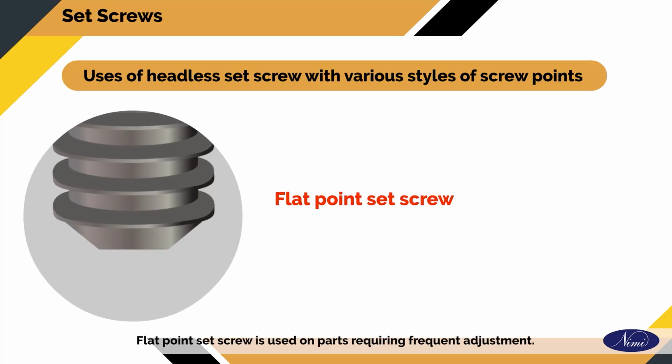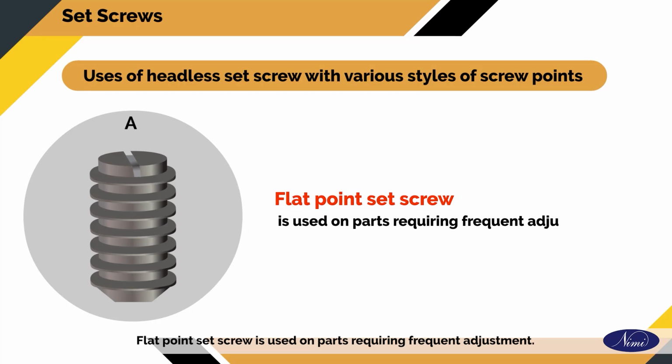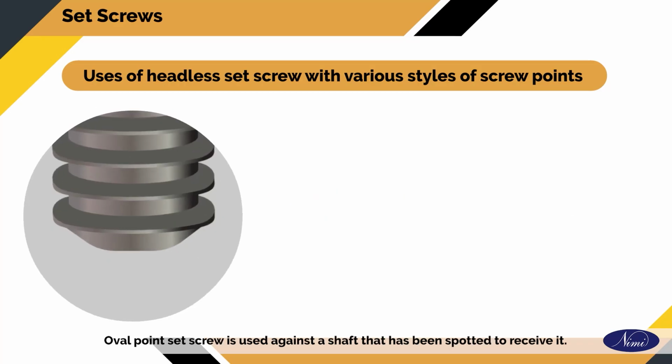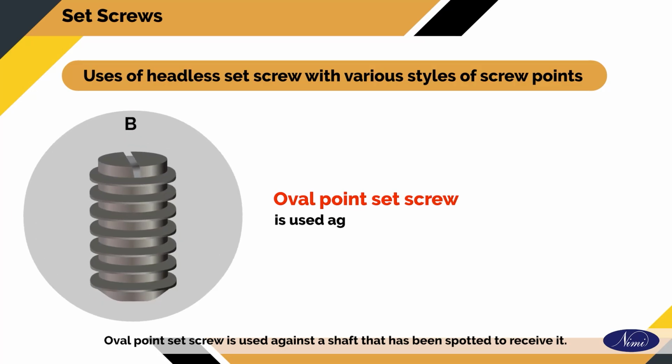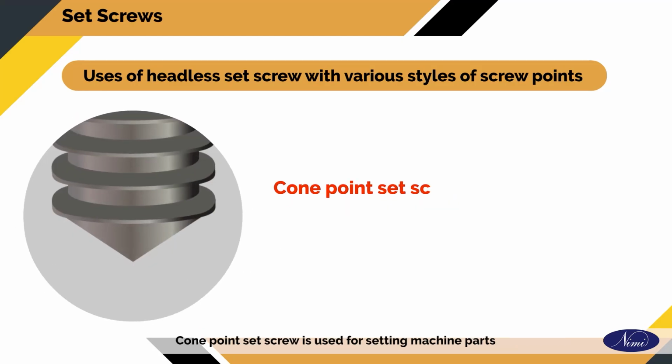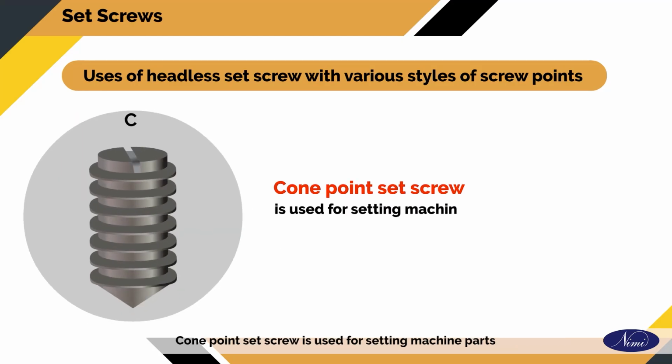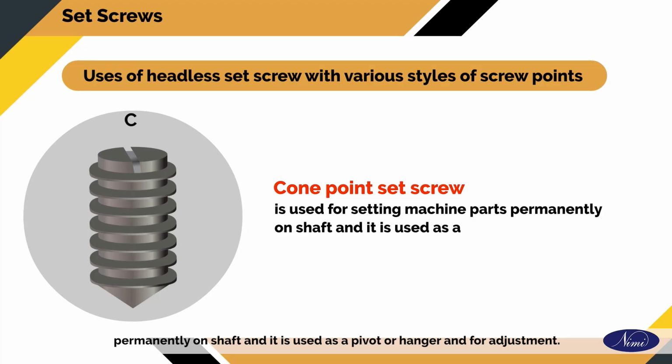Flat point set screw is used on parts requiring frequent adjustment. Oval point set screw is used against a shaft that has been spotted to receive it. Cone point set screw is used for setting machine parts permanently on shaft and it is used as a pivot or hanger and for adjustment.